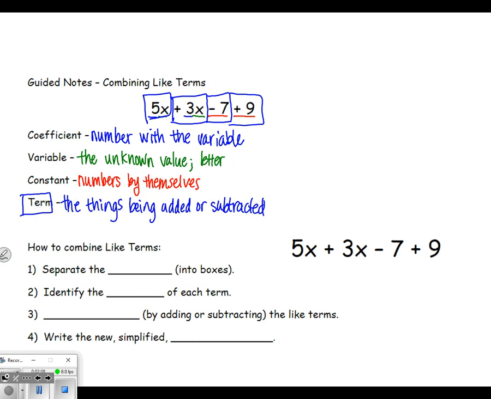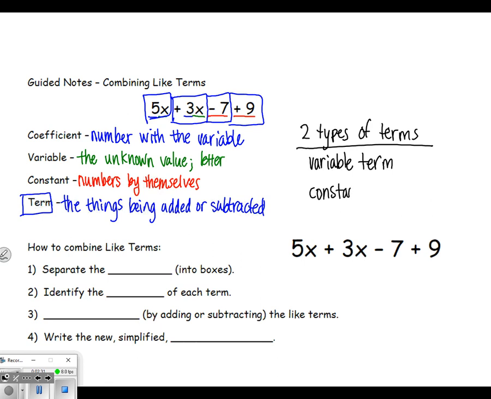Okay, you have two types of terms. I'm going to write this up here. Two types of terms. Or actually more than that, but for 8th grade, we're going to have two types of terms. One is a variable term, and one is a constant term. We've talked about this already, but this should be review. And I'm going to underline my variable terms with squiggly lines and my constant terms with straight lines.